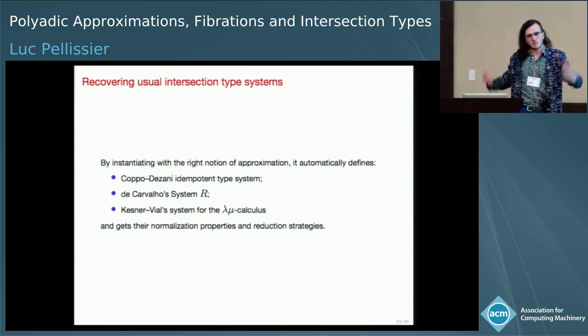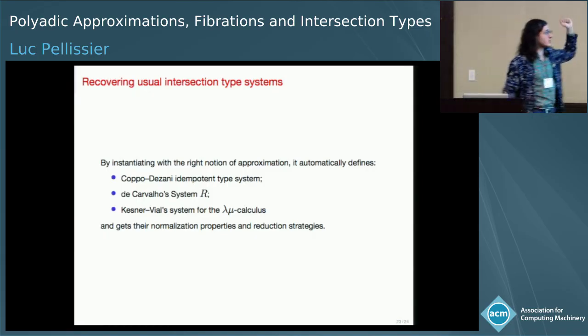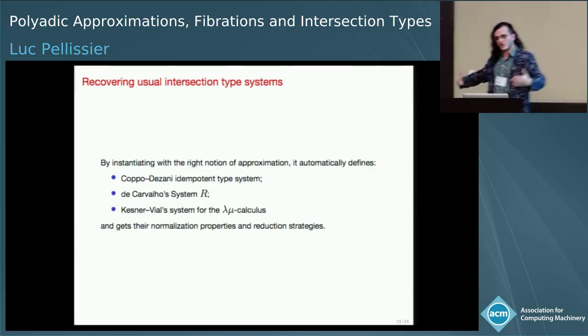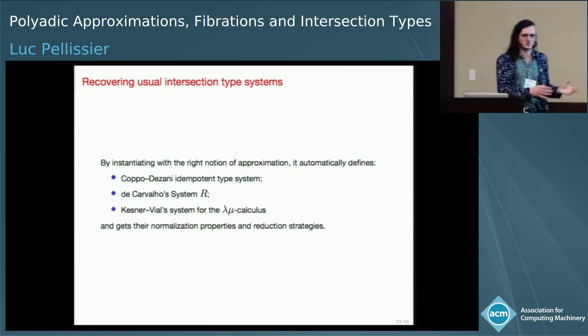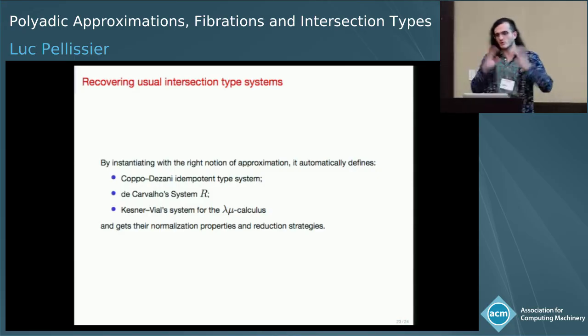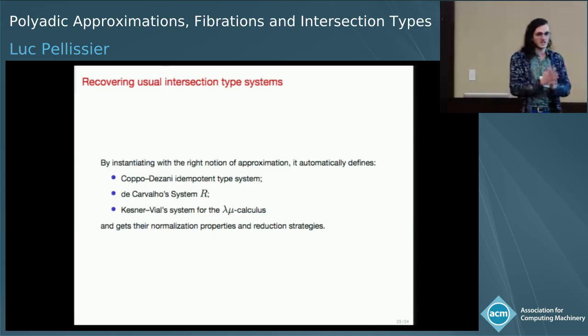When we translate the lambda mu calculus into linear logic proof nets, we get Kesner and Vial's system for the lambda mu calculus. And we get, together with that, their theorem of normalization. So we characterize their normalization by the system we defined. So all of these proofs of adequacy between an intersection type system and a certain normalization get factored.